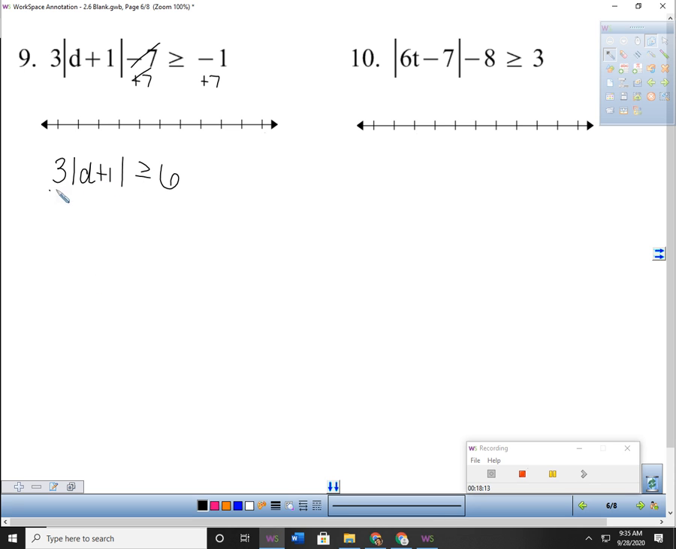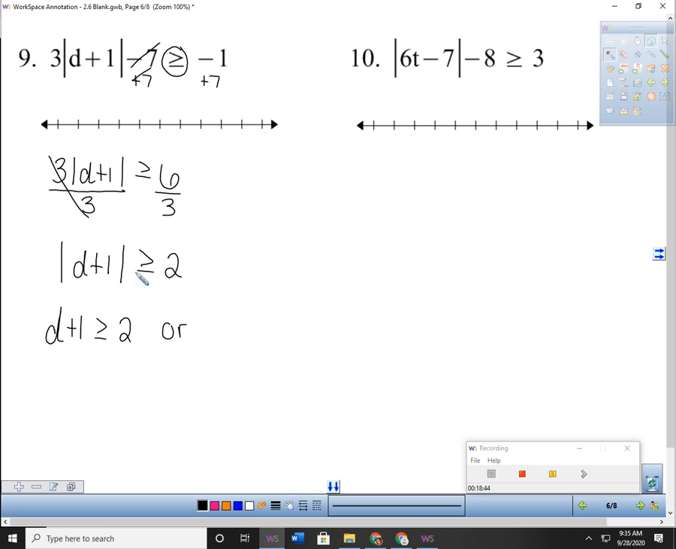Alright, now all I got to do is divide by 3. So I have the absolute value of d plus 1 is greater than or equal to 2. I've got a positive number over here, that's good. So now I'll set up my 2 problems. I've got d plus 1 is greater than or equal to 2. Is this an and or an or? It's an or because I have the greater than or equal to, so or.